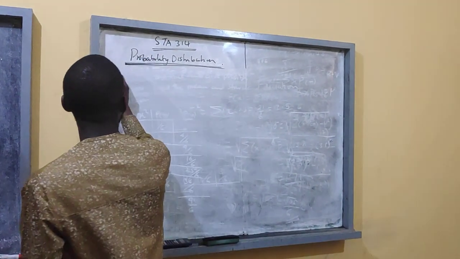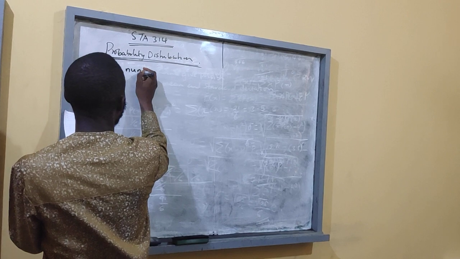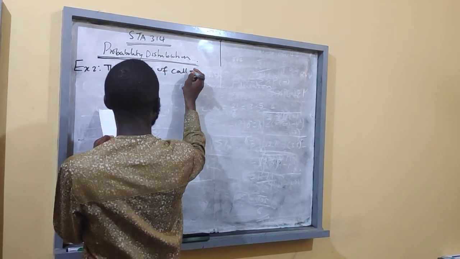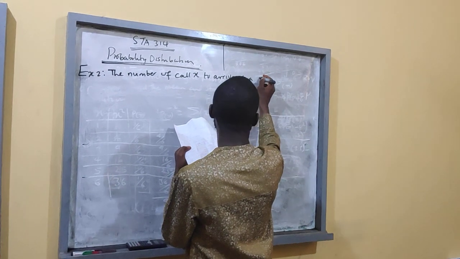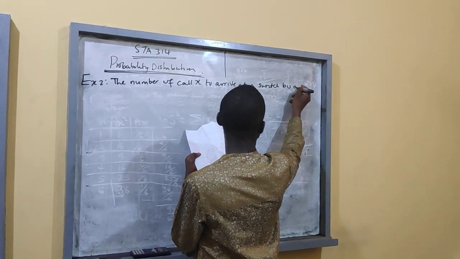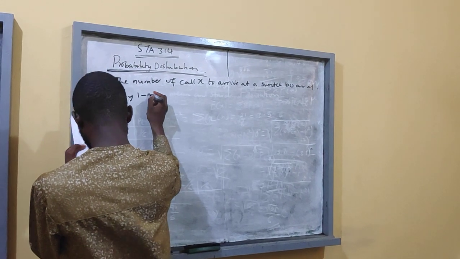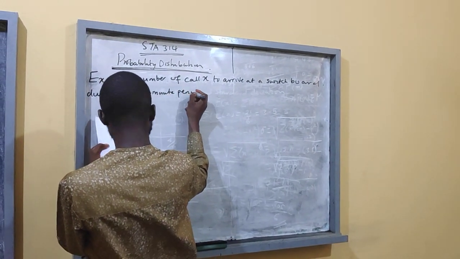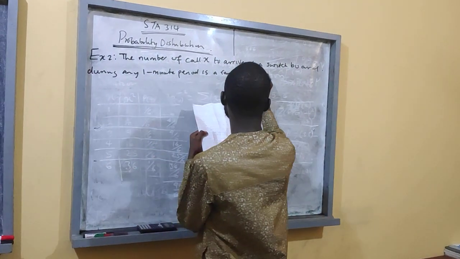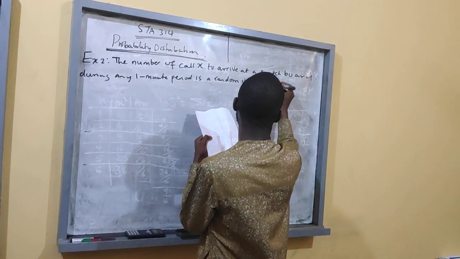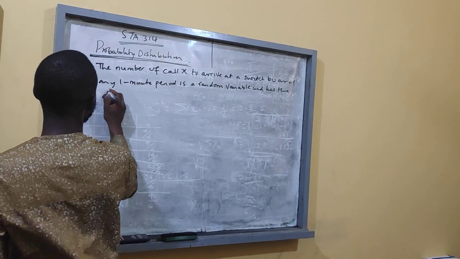We are going to look at a second example on random variable again, example 2. Let's see, the number of phone calls X to arrive at a switchboard during any 1 minute period is a random variable and has the following distribution or outcome.